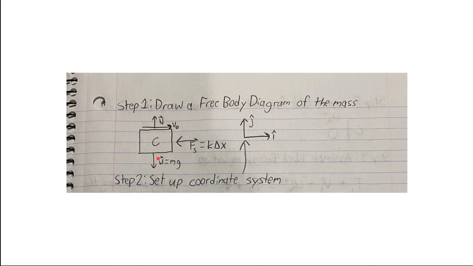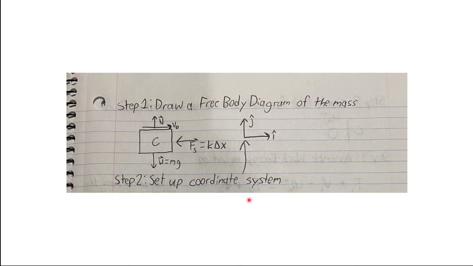Then we have the normal force, which always counteracts the weight force in the positive j direction. And then you have your spring force when you do make contact, which is going to be pushing back at C, essentially slowing it down from this velocity. That spring force is going to be found using this formula: your spring constant times your delta x.